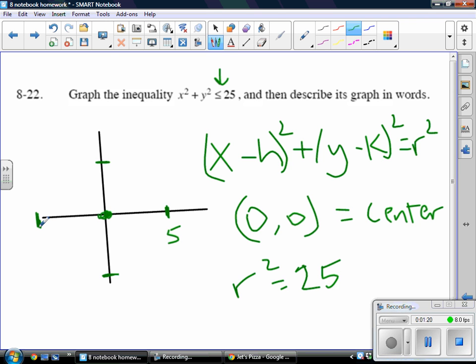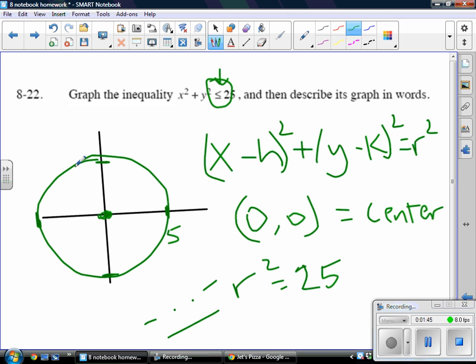And then the next thing we need to deal with is the inequality symbol. If you remember back from Algebra 1, the symbol less than or equal to, the equal to part means I'm going to have either a solid or a dashed line. The equal to part means I can include everything in my circle, so I'm going to have a regular line to connect those points.